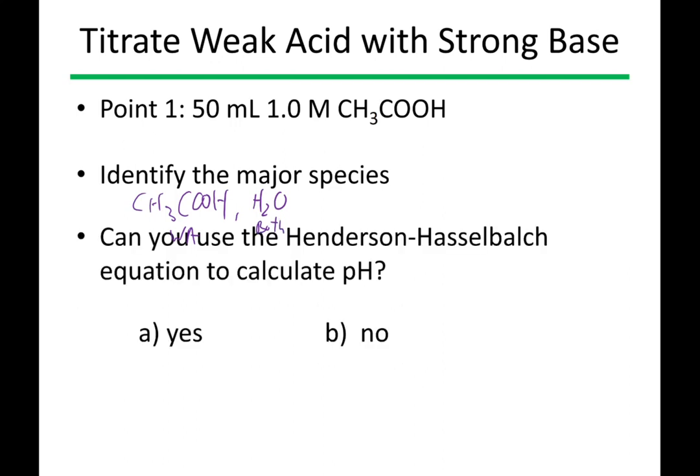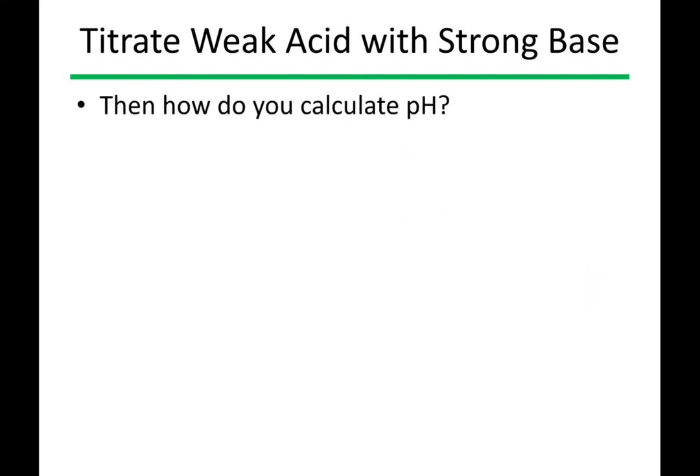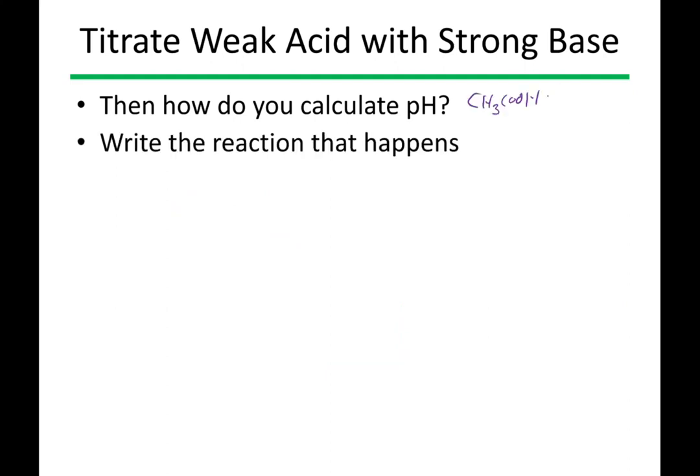So can we use the Henderson-Hasselbalch to calculate the pH of this solution? Right, the answer is no. We only have a weak acid, there's no conjugate, so we don't have a buffer, we can't use the Henderson-Hasselbalch equation. So how would we calculate the pH? Well, let's write the reaction that's going to happen. So we have our major species, and we know that it's in equilibrium, so we will get this reaction. This is the equilibrium reaction that we saw just for regular weak acids. We'll have to find the K for this. If you look it up for acetic acid, this is 1.8 times 10 to the negative fifth.